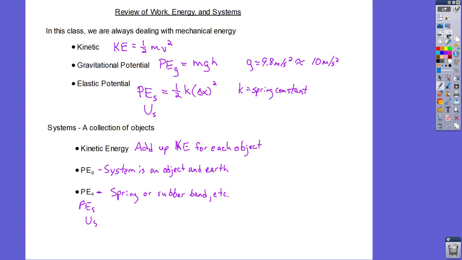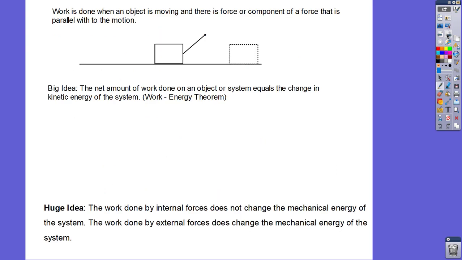Now, as we said before, finding the energy of an object is okay, but what we usually look at is when things change over time about the energy. So this is the idea of work. Work is done when a force moves an object over a distance, but that's kind of an oversimplification. Work can be done by a force that's not actually making the object move.